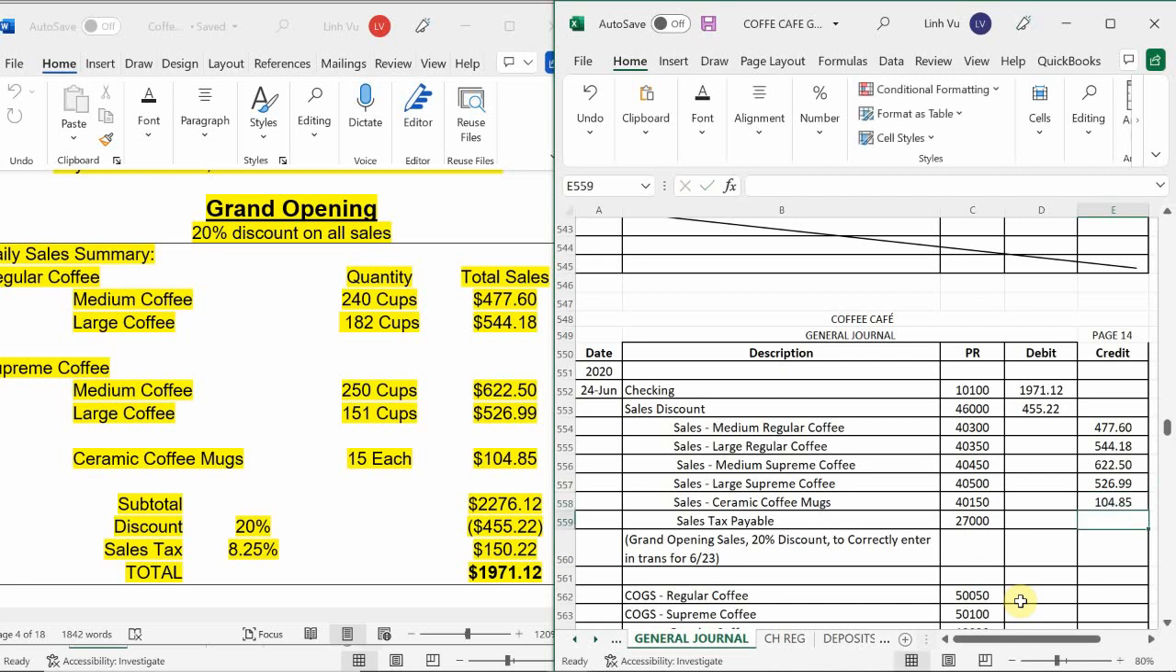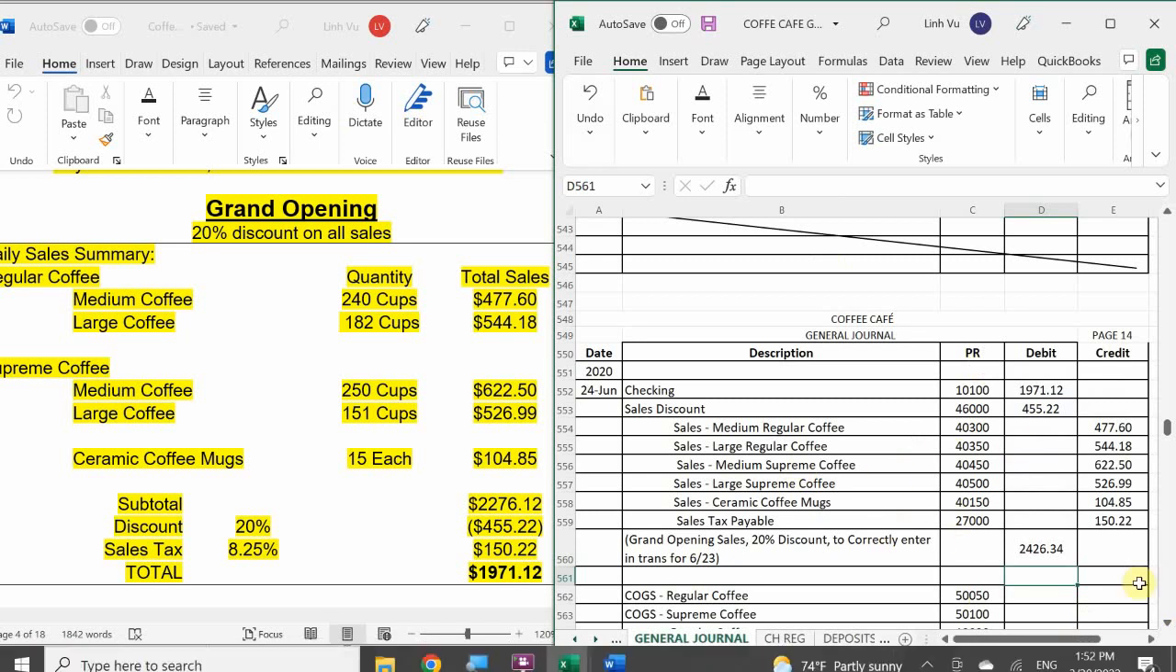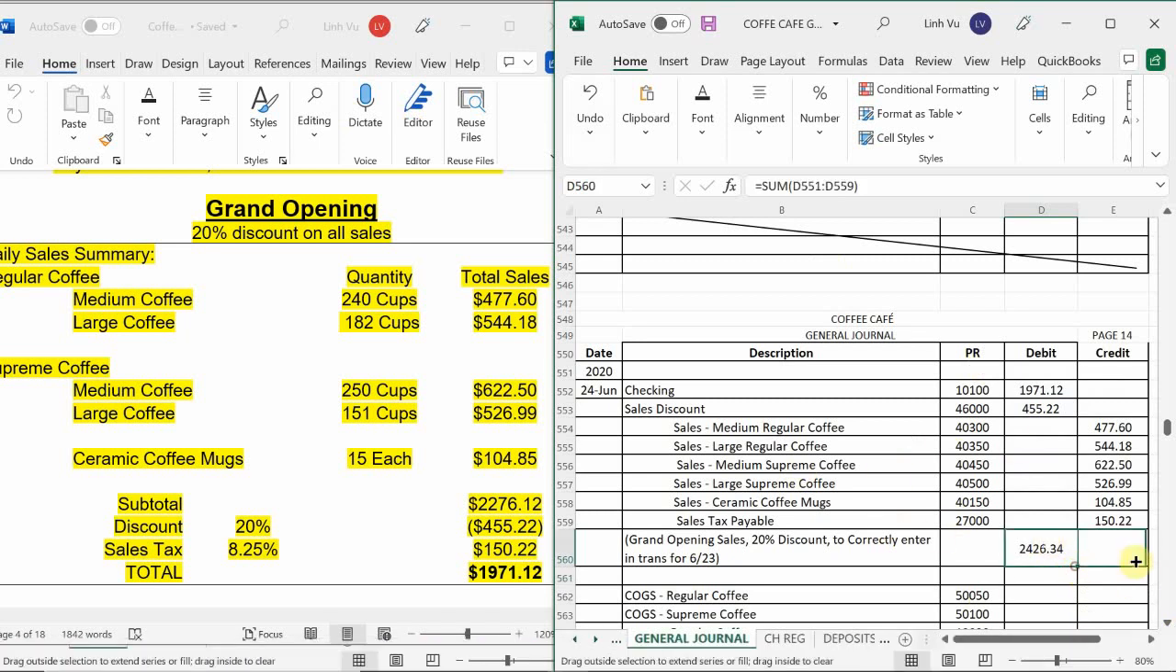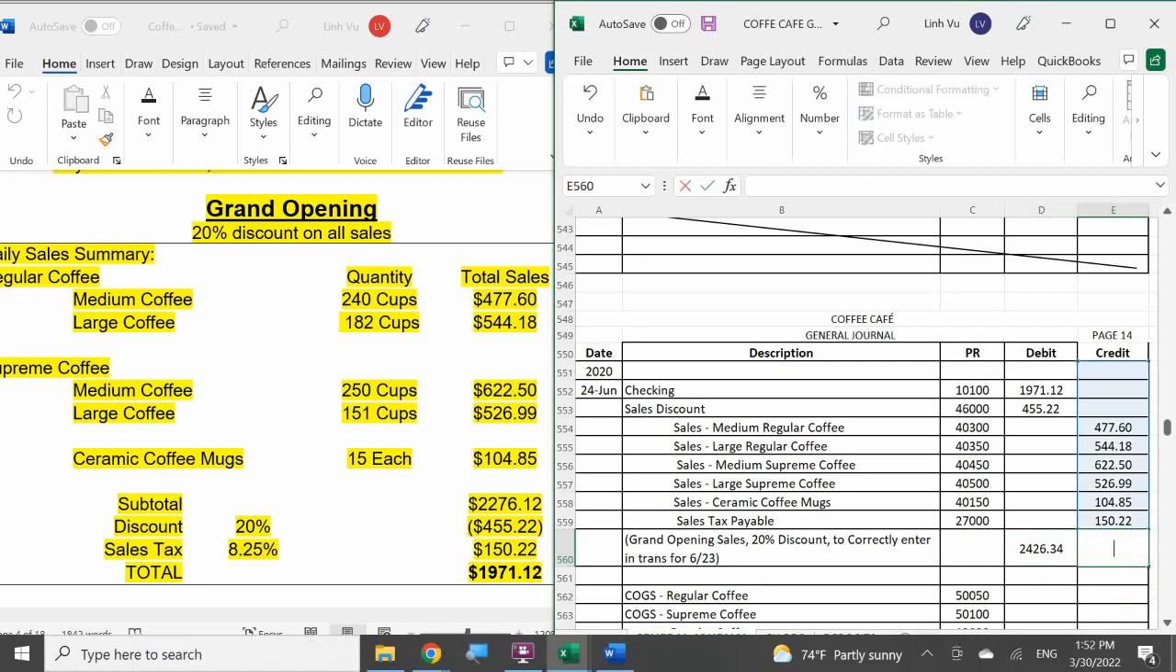$104.85. And last but not least, how much was the tax? Tax was $150.22. Good. So let's go ahead and test to make sure there's no typos here. So I got 24, 26, 34 on the left. And I got 24, 26, 34 on the right. So in this case, nice.